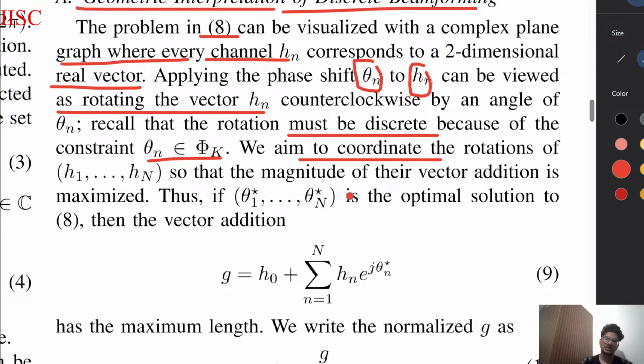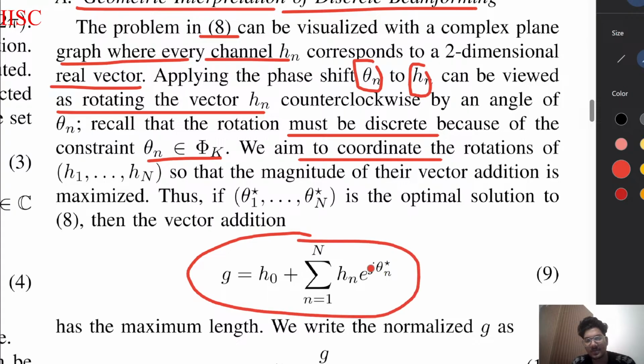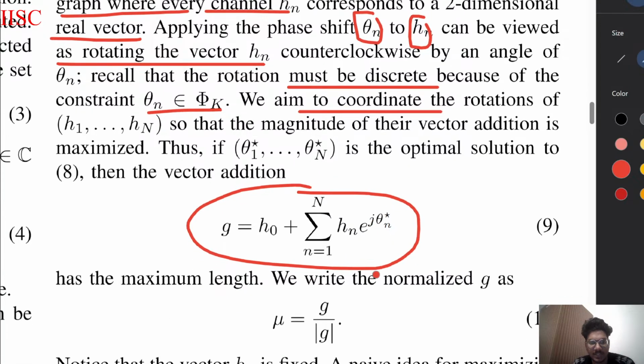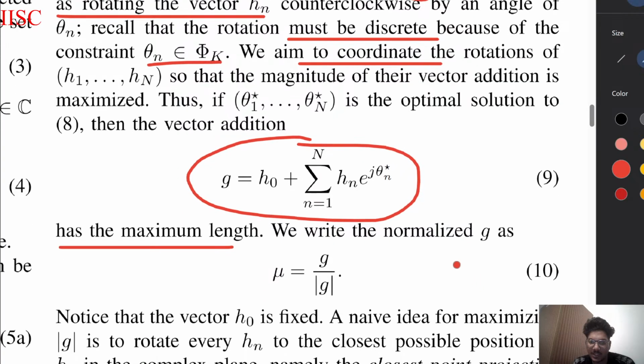Thus, if theta 1 star, theta 2 star, and so on is the optimal solution, then the vector addition looks like h naught, the summation of these, and has the maximum length. So we write the normalized g in terms of this, and mu is the reference vector. Notice that the vector h naught is fixed.